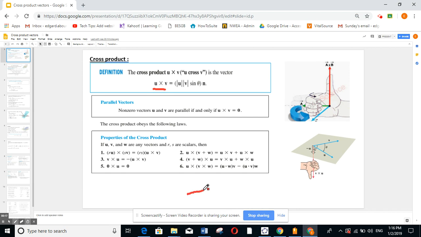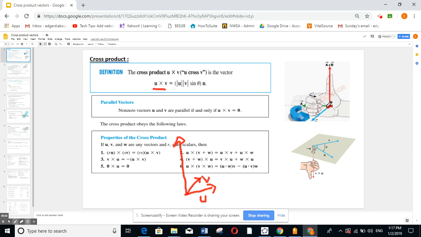Suppose you have two vectors, u for example, and vector v. This is u and this is v. The cross product u cross v is a vector perpendicular to the plane formed by these two vectors u and v. So how do you find it? Suppose you want to find u cross v graphically. First of all, you take the point of intersection of the two vectors.